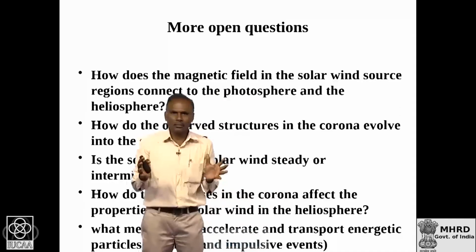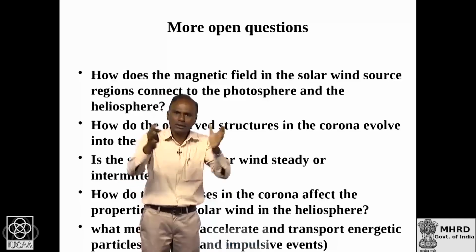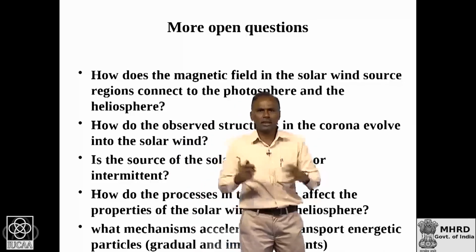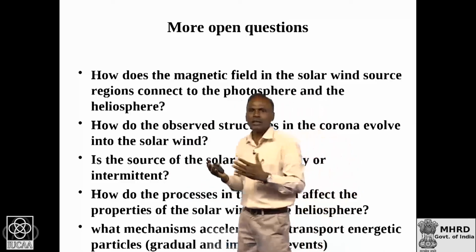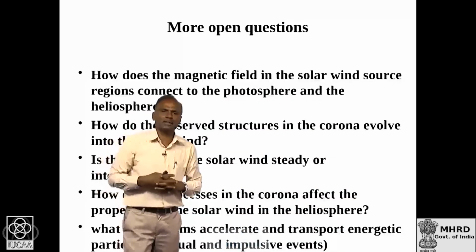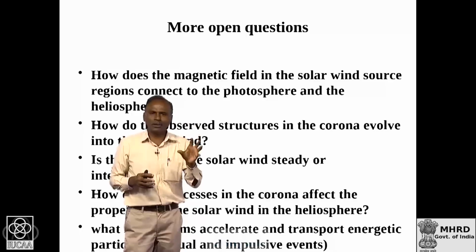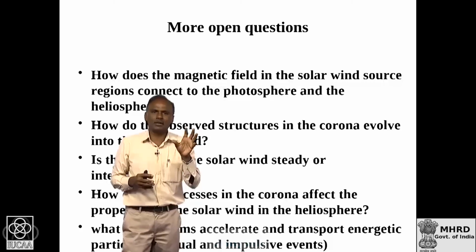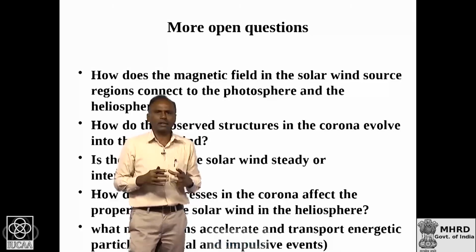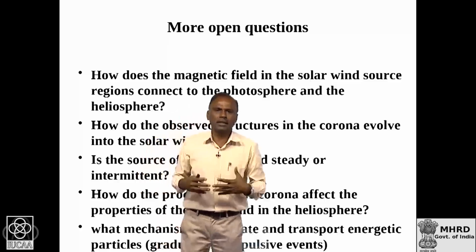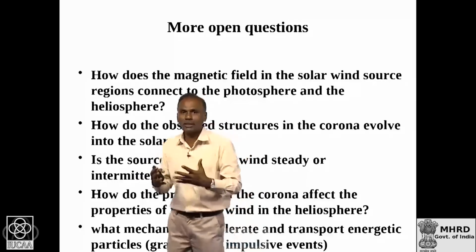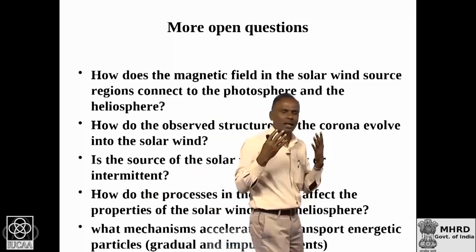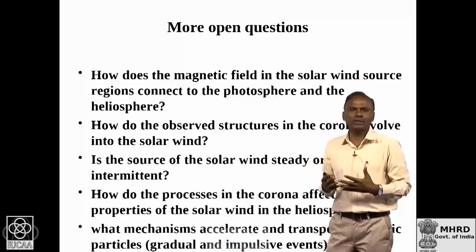Does the solar wind preserve the coronal properties to large distances from the sun? That is another question. Is the source of the solar wind steady or intermittent? For example, one low speed solar wind source: does it live for a considerably longer time, or is it intermittent? Some of these questions need to be answered, to understand the life structure of the solar wind source region.